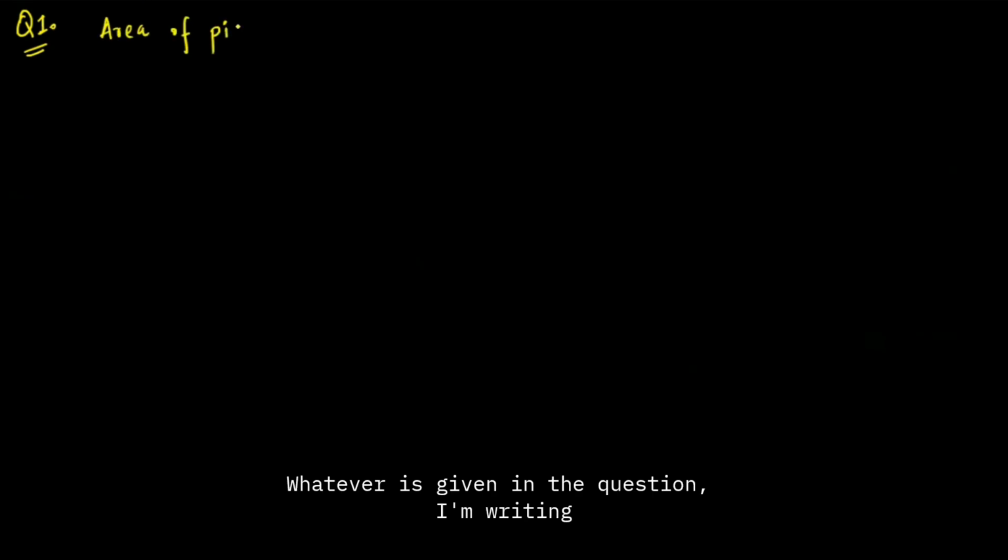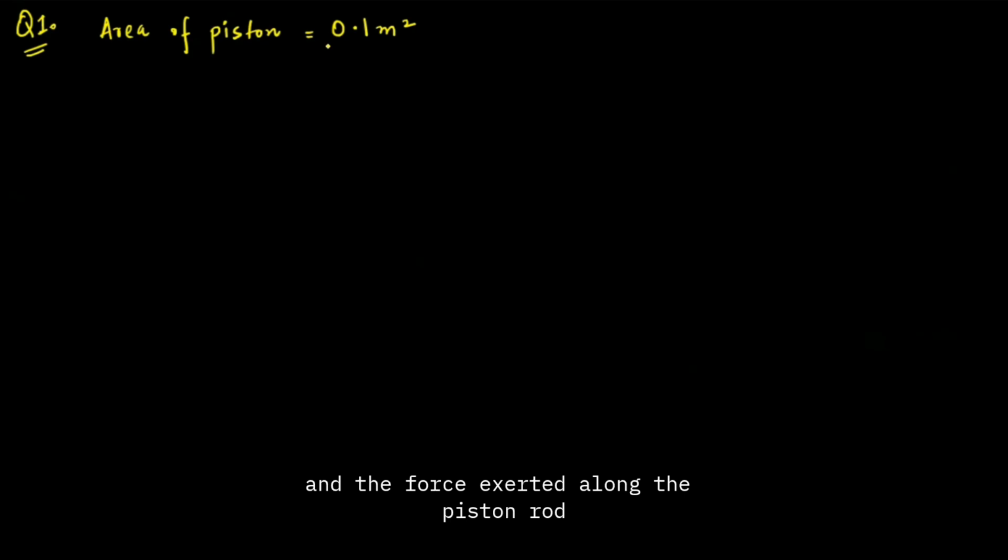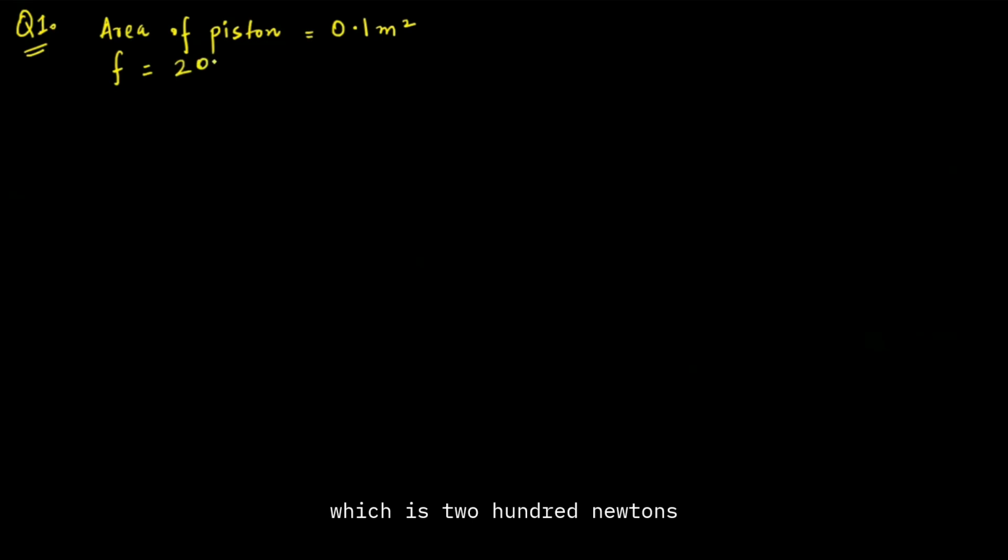Here we have a question, and the question is quite simple. You just have to try to answer what exactly is being asked. The question says there is a hydraulic press which is used for compressing cotton. Just keep this in mind. Whatever is given in the question, I'm writing. The area of the piston is 0.1 meter square, and the force exerted along the piston rod is 200 newtons.